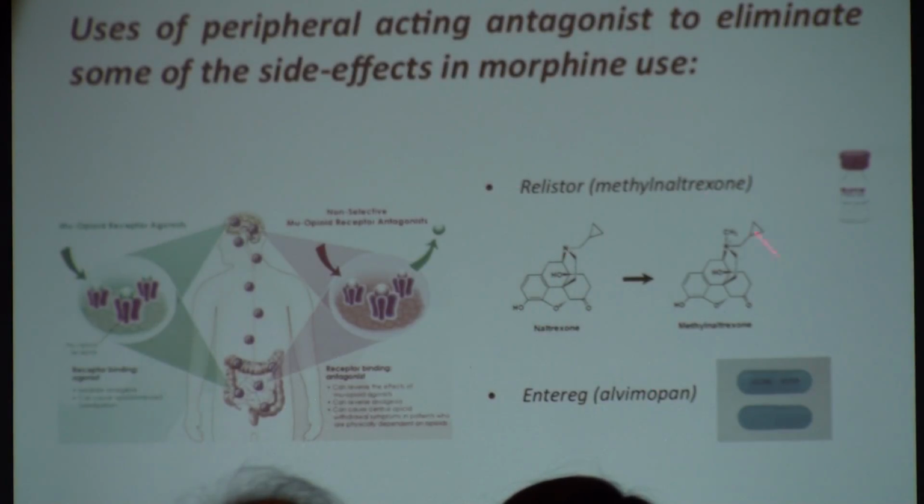And these are the two products, methylnaltrexone or Relistor, and Entereg. They both are ways to get your gut to move. Okay? And this is being used in clinic.